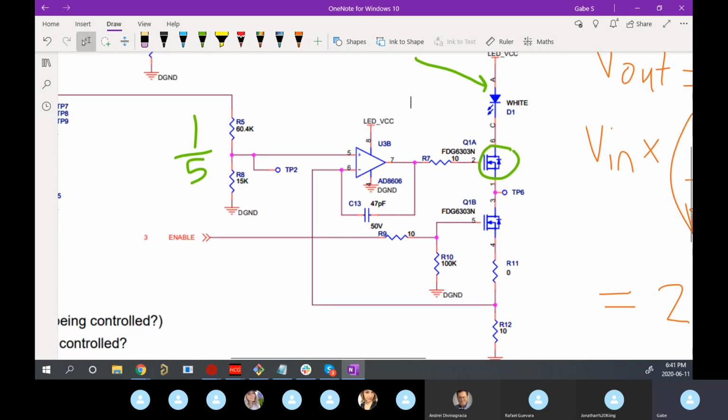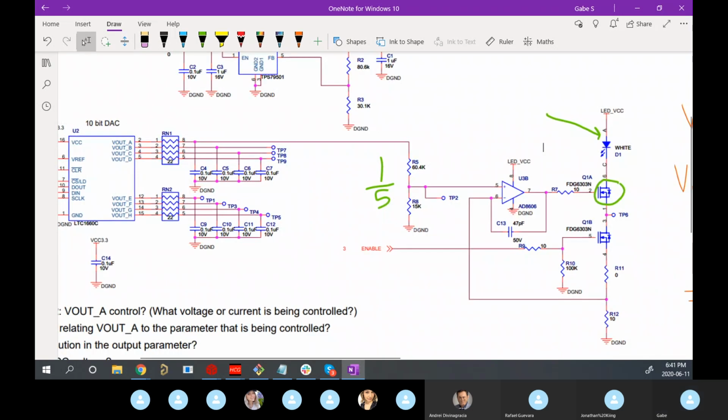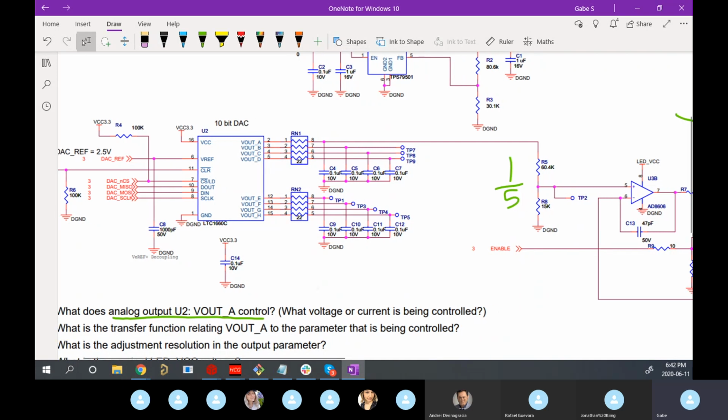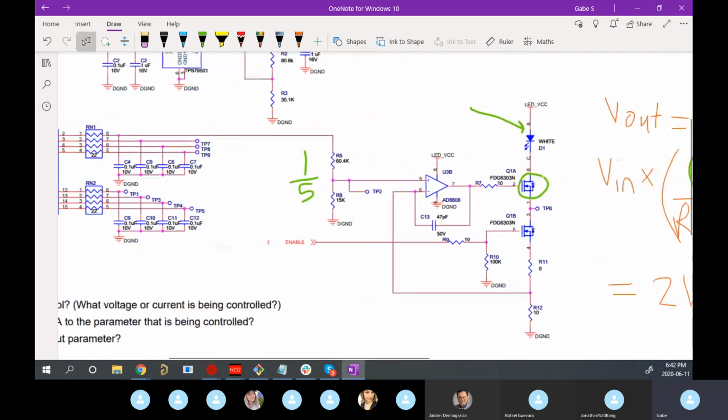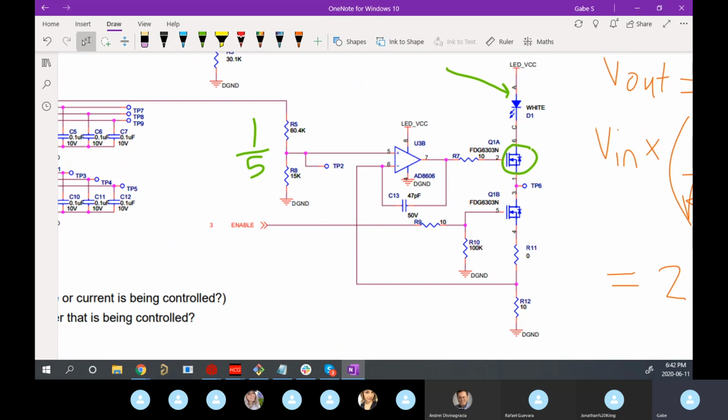Anyone else want to take a stab at what's happening here? What is the question, right? What's the question? What does analog output Vout A control? What is it actually impacting and influencing? How about for us?